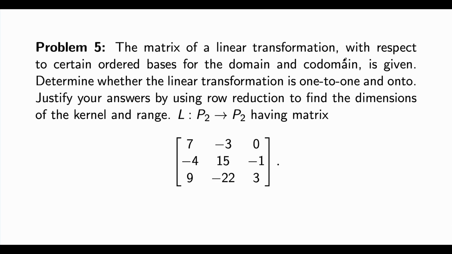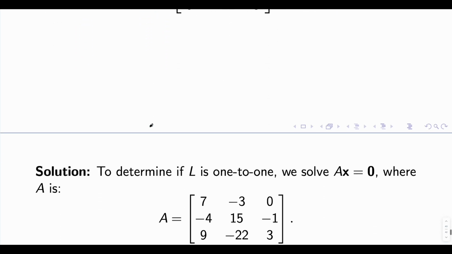The matrix of a linear transformation with respect to certain ordered bases for the domain and codomain is given. This is the matrix from P2 to P2, right? Determine whether the given linear transformation is 1 to 1, and onto. Justify your answer using reduced row echelon form to find the dimension of the kernel and range. So all those parts you can do.